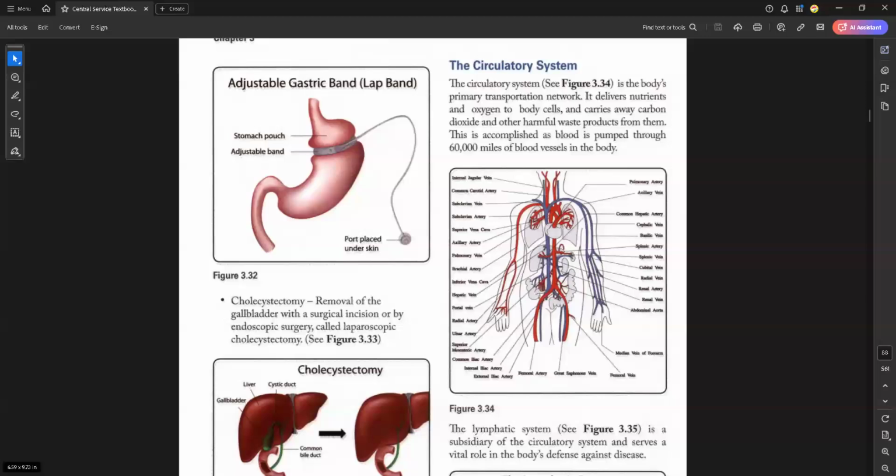Guys, as you sit down right now, that's the distance blood is taking. You can't believe it. Very incredible. Maybe across the globe. So the circulatory system is the body's primary transportation network. It delivers nutrients and oxygen to the body cells and carries away carbon dioxide and harmful waste products from them. This is accomplished as blood is pumped through 60,000 miles of blood vessels in the body. You will be wondering, come on, your height is just about, let's say, 5.7, 5.8, 5.5. How come blood is traveling?